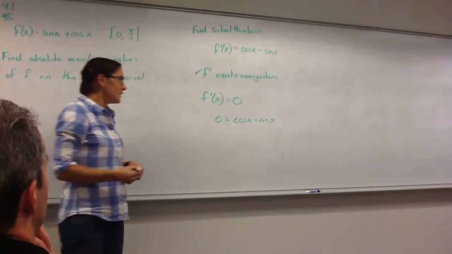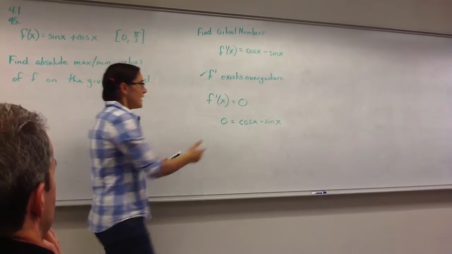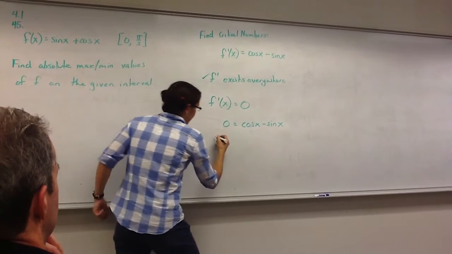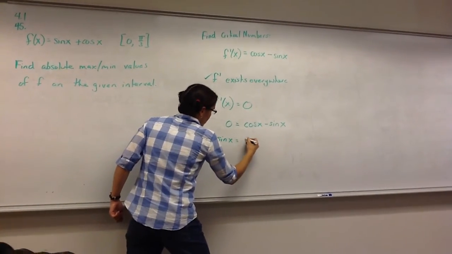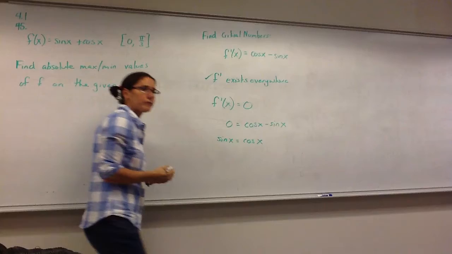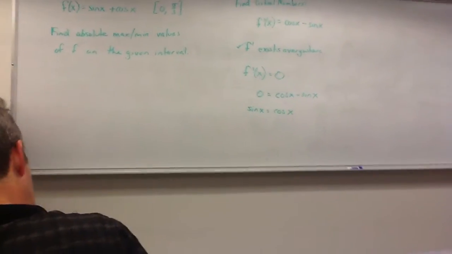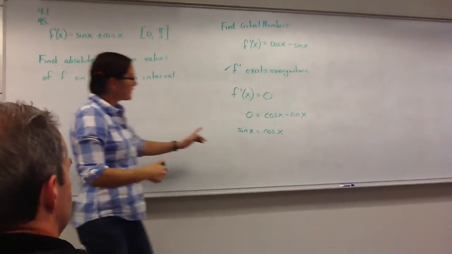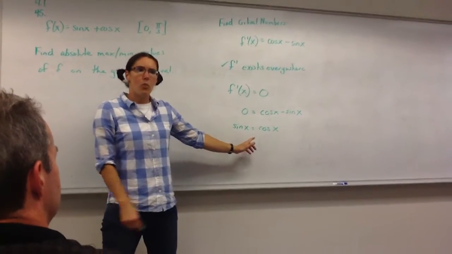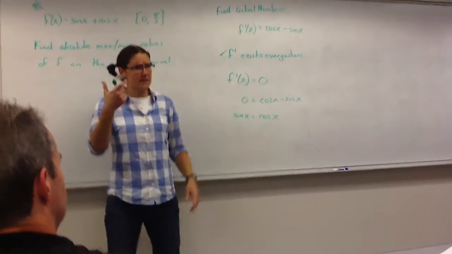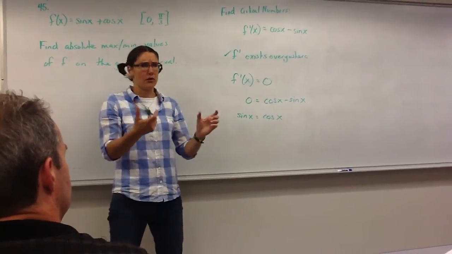And so I stare at it a little bit more. And when I look at this, if I move the sine over to the left side, I have sine x equals cosine of x. And so if I look at this a little bit longer, I start to say, okay, for what angles is the sine of x equal to the cosine of x?